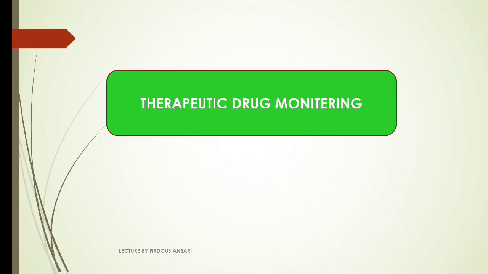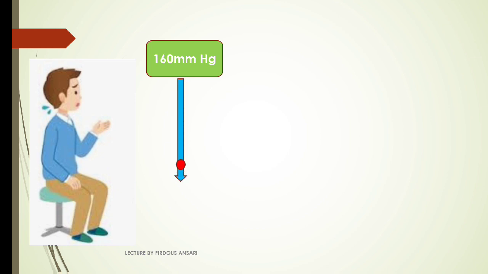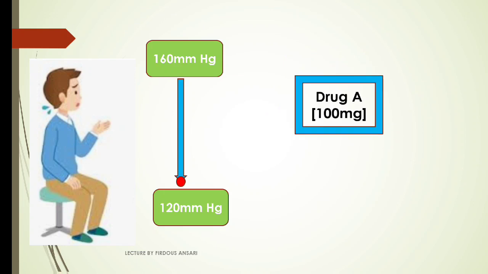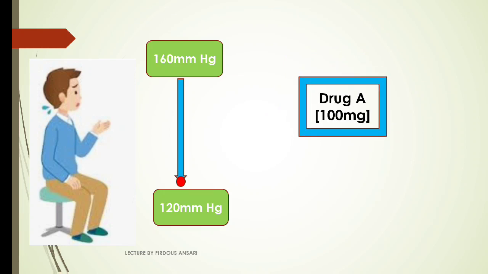Next we'll study therapeutic drug monitoring, like what exactly this is. Suppose there is a person suffering from hypertension and his blood pressure is around 160 millimeter of mercury. We want the blood pressure to be reduced to around 120 millimeter of mercury. So a doctor will prescribe him a drug A, imagine around 100 mg to be taken for a week, and the doctor says come next week. The person will consume drug A, 100 mg, for 1 week, and next week the patient will approach the doctor again.